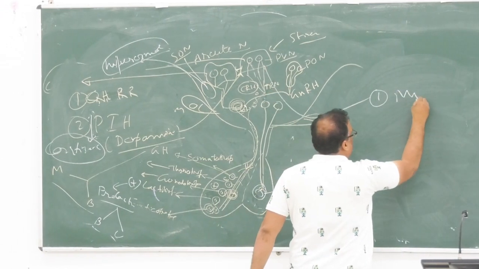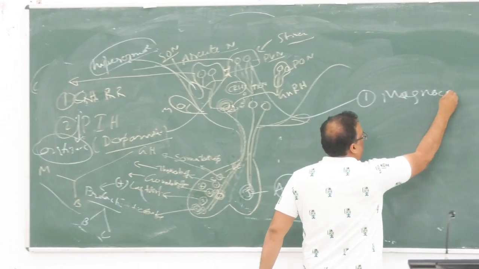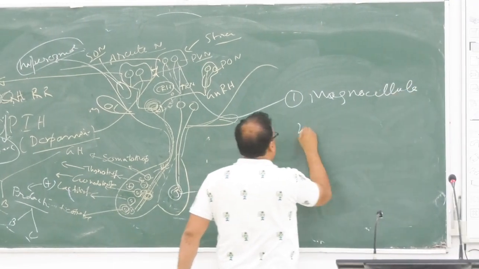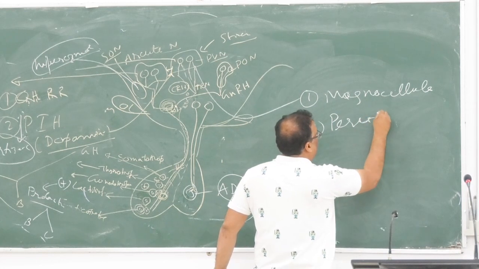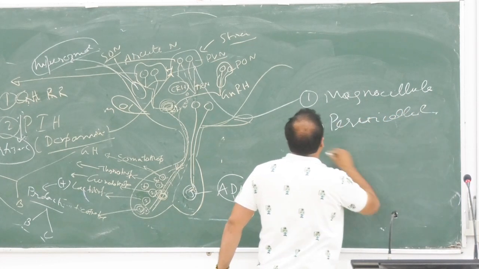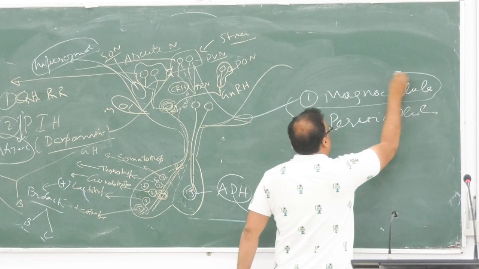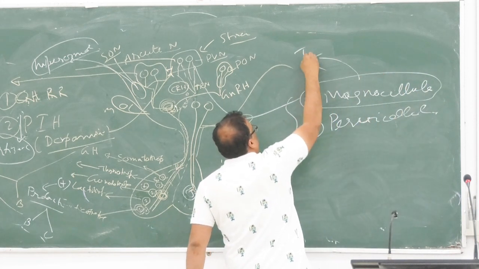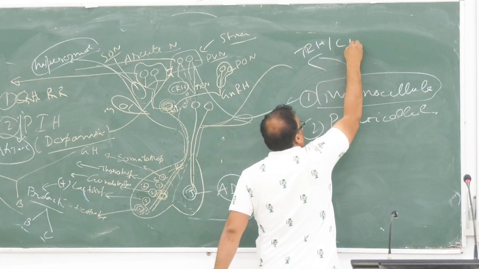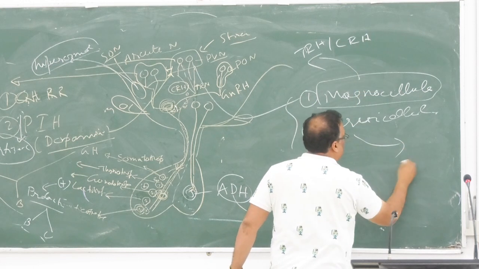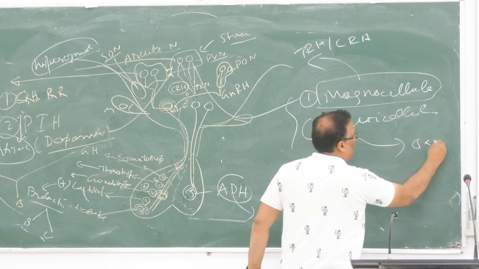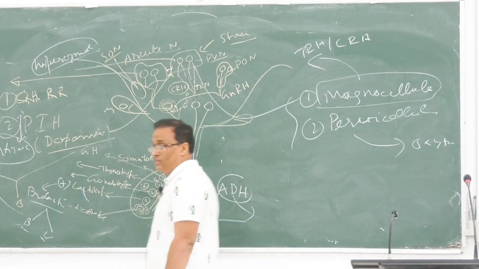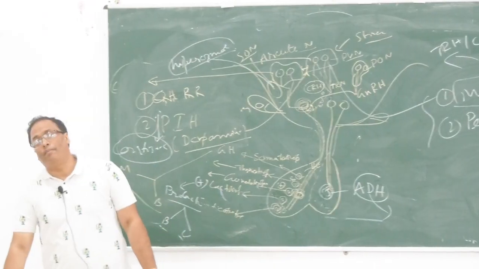Two types of cells are there: magnocellular and parvicellular. The magnocellular part releases TRH and CRH, but the parvicellular part releases oxytocin. Finish. So everything is detected in our brain.